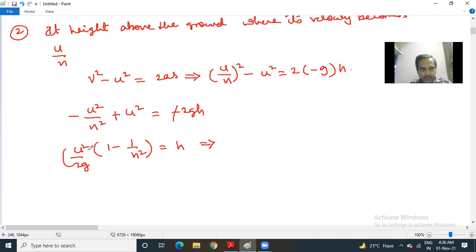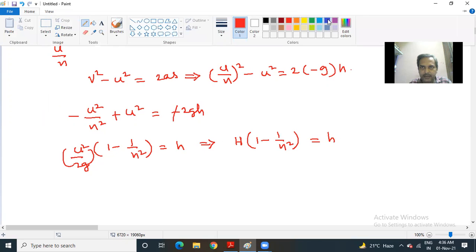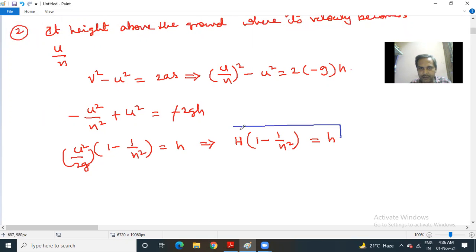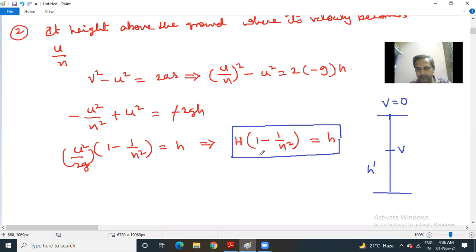So u square by 2g is the expression of maximum height. That can be written as capital H. So H times 1 minus 1 by n square is equal to h. This is the height at which velocity becomes u by n. So this is the second bit. You can understand with the help of a diagram like this. This is once again the ground. This is the maximum height. So we are looking for h, where the velocity becomes u by n.